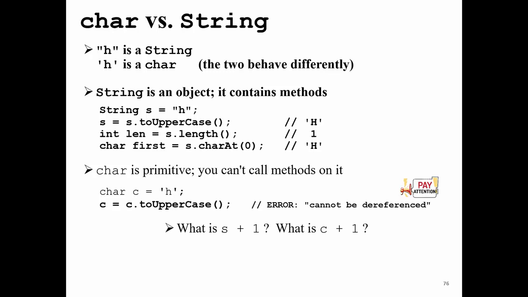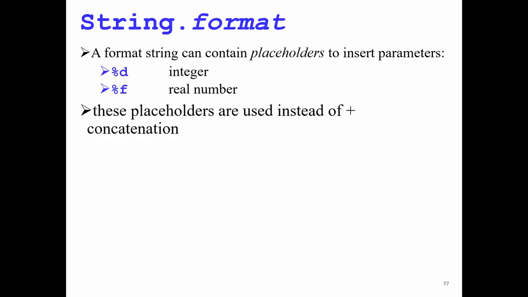So what is s plus 1? What is c plus 1? s plus 1 is concatenation, and c plus 1 is arithmetic. And what is s plus s? It is a concatenation, c plus c is arithmetic. So these are the examples.